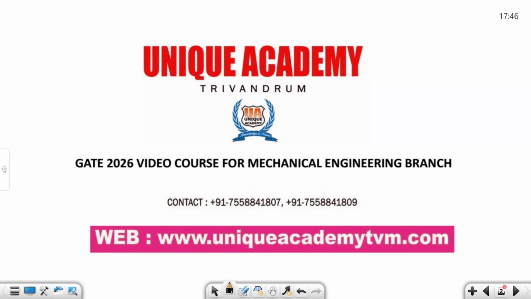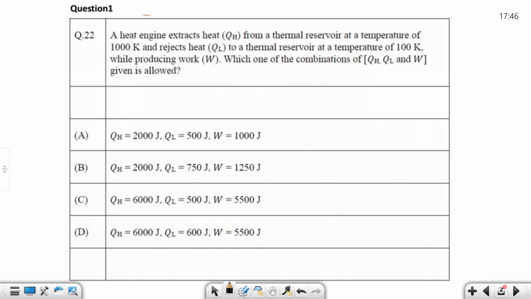So in this video, we will see GATE problems from thermodynamics. So first question. A heat engine extracts heat from a thermal reservoir of temperature 1000 Kelvin.